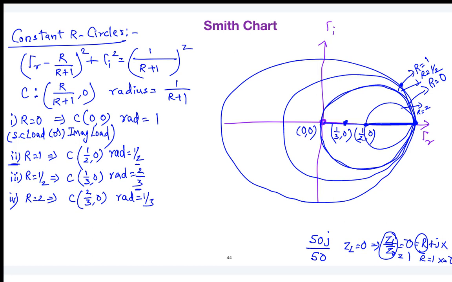Okay, let me do r is equal to infinity. Can you tell me what is the nature of the load? R equal to infinity means an open circuit. Yeah, it is an open circuit. So the center is located at infinity by infinity, so you take r common. You are going to get 1 comma 0 and the radius is equal to 0, because 1 by infinity is 0. So 1 comma 0 is this point where your r is going to be equal to infinity.